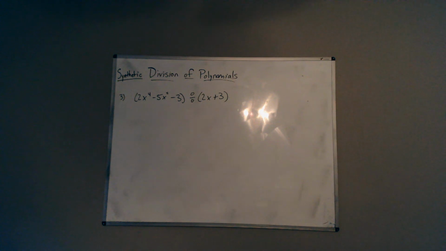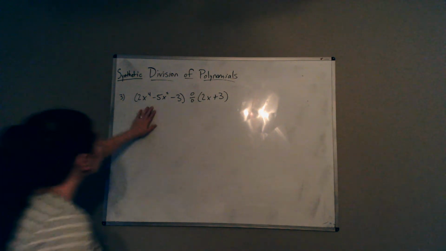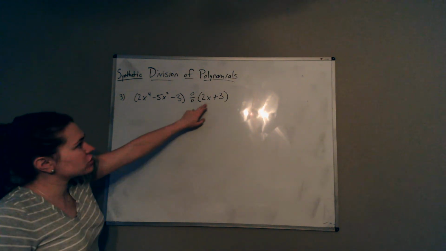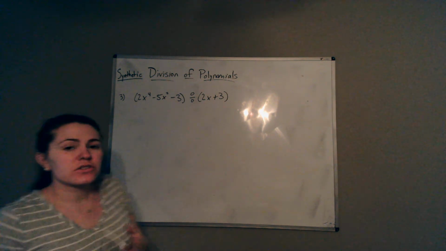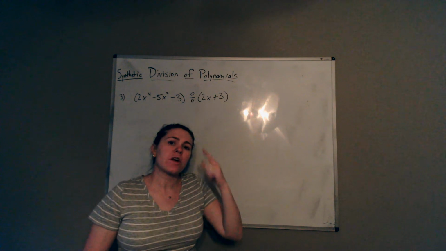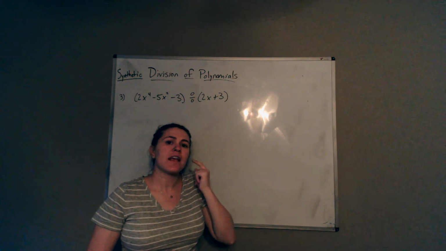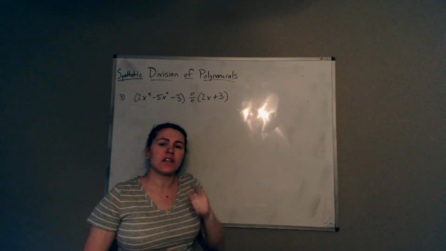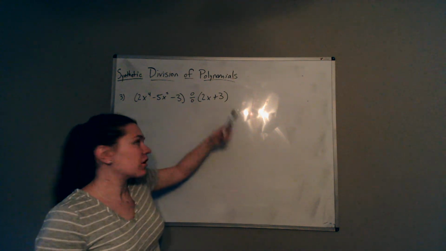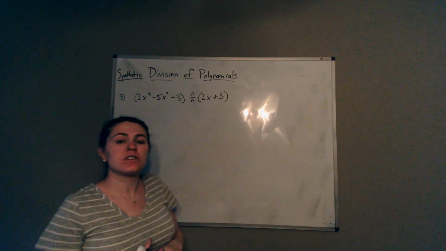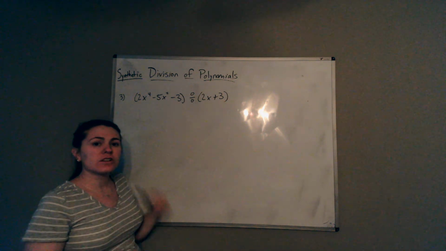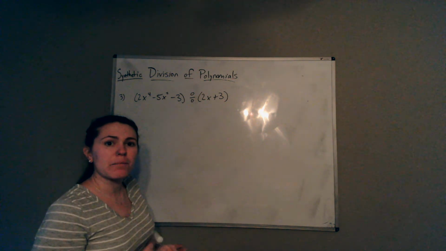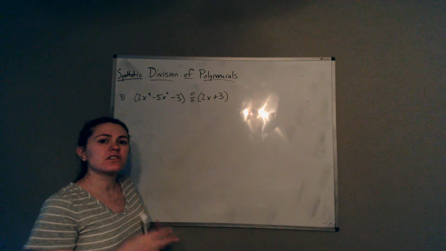In number 3, we have 2x to the fourth minus 5x squared minus 3 divided by 2x plus 3. So we have two things we have to be concerned with to begin with. Number 1, we can only use synthetic division if the divisor is linear. Is the divisor linear? Yes. So can we use synthetic division? Yes, we can.